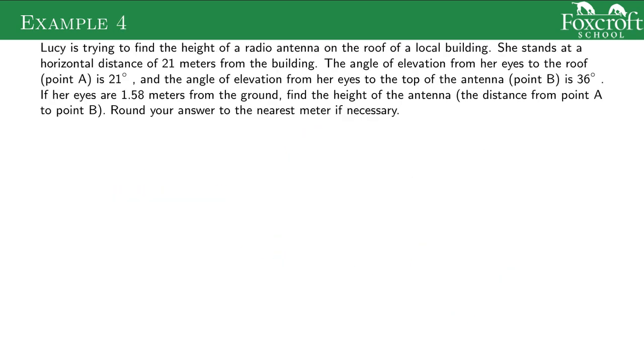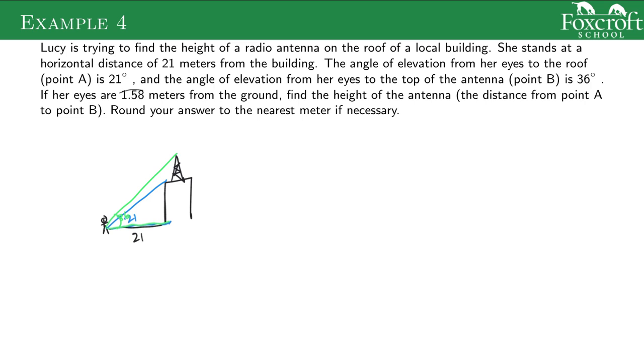So here's another one. Trying to find the height of a radio tower. It stands at a horizontal distance 21 meters from the building. All right, so there's this radio tower on a building, and Lucy is out here 21 meters from it, standing. The angle of elevation from her eyes to the roof is 21, so the angle of elevation from flat to the roof is 21. The angle of elevation to the top of the antenna, so flat up to the antenna, is 36. Right. How tall is the antenna?